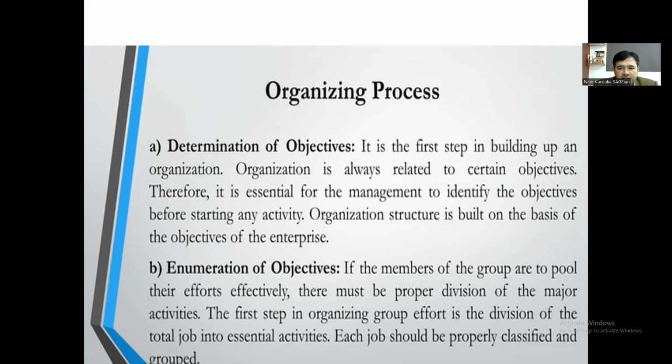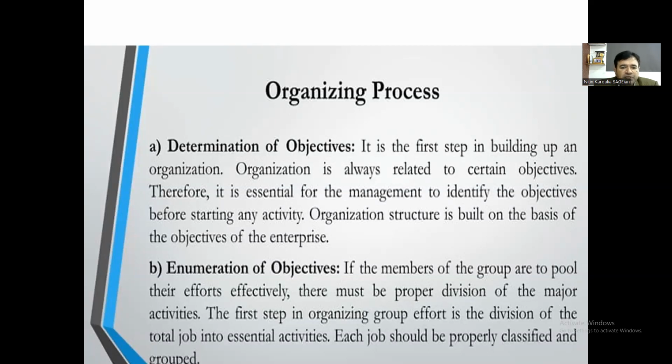Organization is always related to certain objectives. Therefore, it is essential for the management to identify the objectives before starting any activity. Organization structure is built on the basis of the objectives of the enterprise.